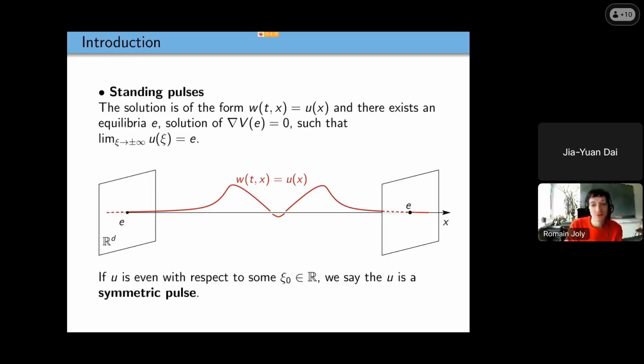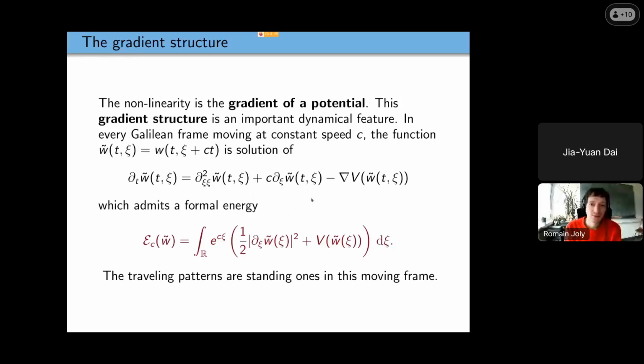So I have a particular case which is the symmetric pulse, and symmetric pulse means that there is one point, by translation say 0, so that the solution is symmetric with respect to this point. I mean, for example, that U is an even solution. So these are symmetric pulses, and of course you have non-symmetric pulses. There is no symmetry.